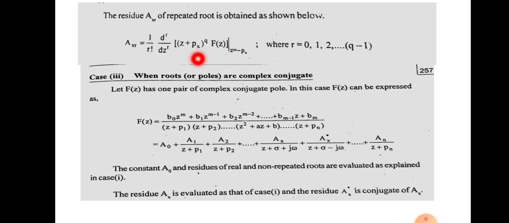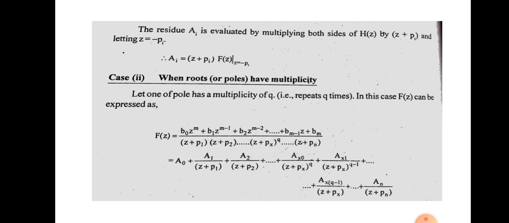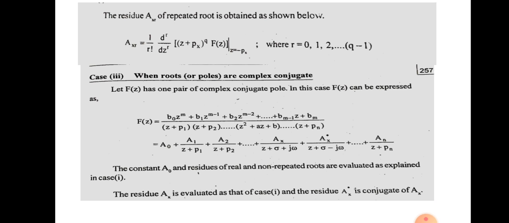minus p_x. See, here we are utilizing the derivative term, and we will be differentiating r times. How many times these roots are repeating, that many times we take this derivative. And again a similar equation: if we are considering the (z + p_x)^q term, then we have to multiply F(z) with (z + p_x)^q, and put z equal to minus p_x. The only difference is that here we are taking the derivative, that is 1 by r factorial into d^r by dz^r. Next case is complex conjugate poles.